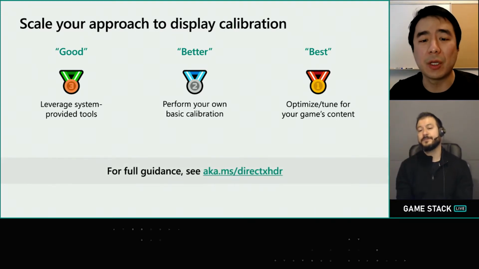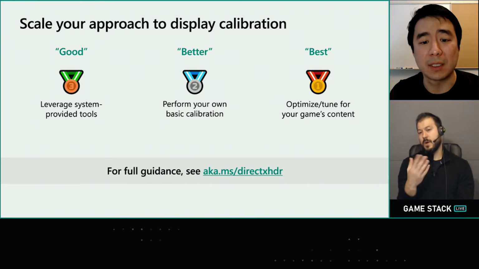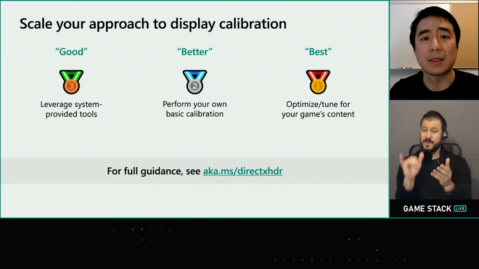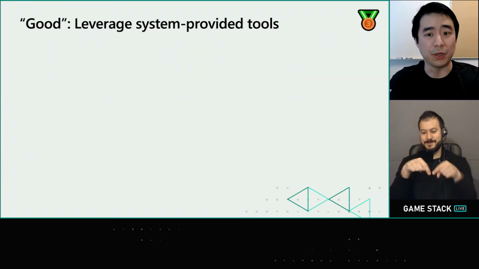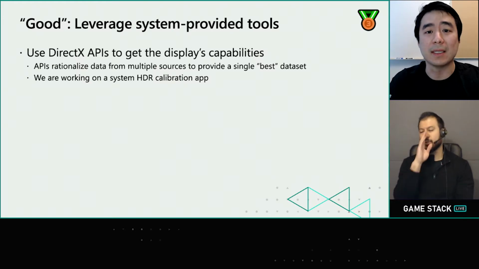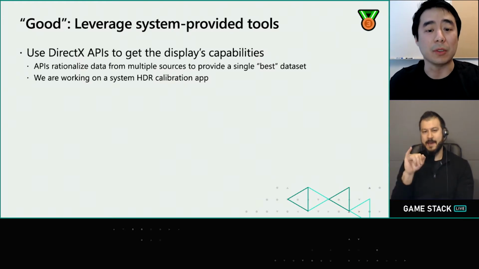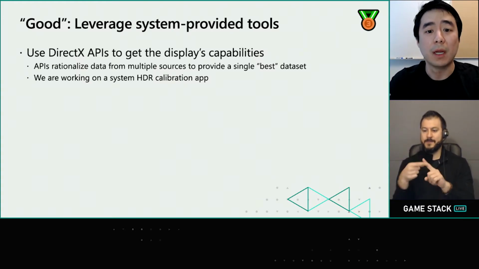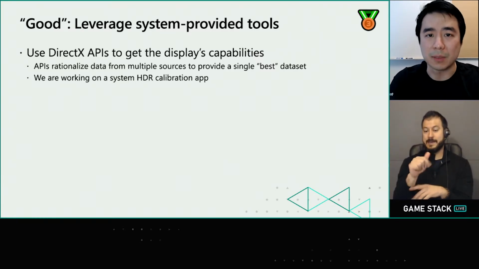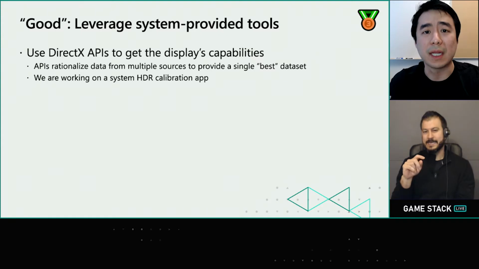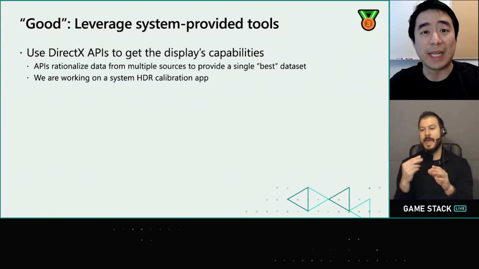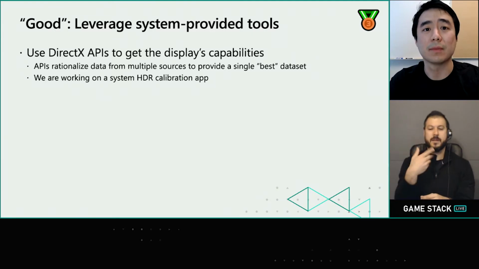As a note, in this section, I'm only going to give a summary of our full guidance. You can find more information at the documentation in the link. Let's start with good. We provide DirectX APIs to get access to the data that Windows has about the user's HDR display. DirectX combines data from multiple sources, including EDID, display ID, color profiles, external calibration apps, etc. And it rationalizes them to give you a single best known data set.